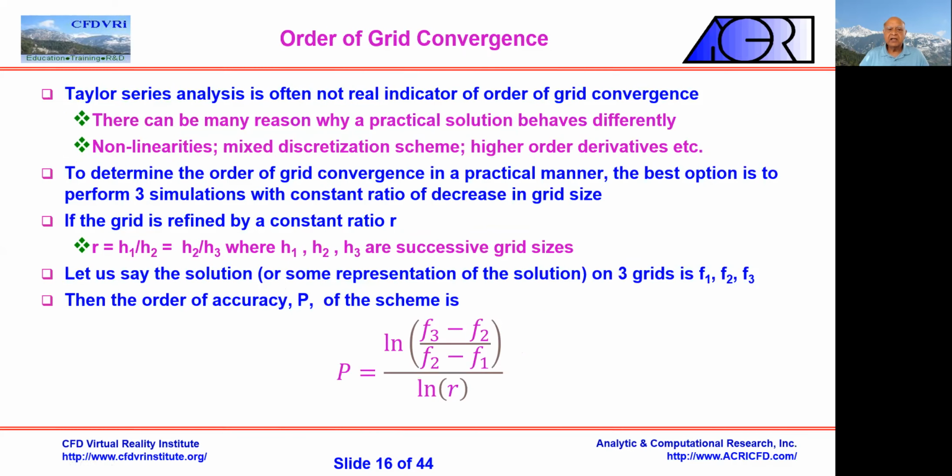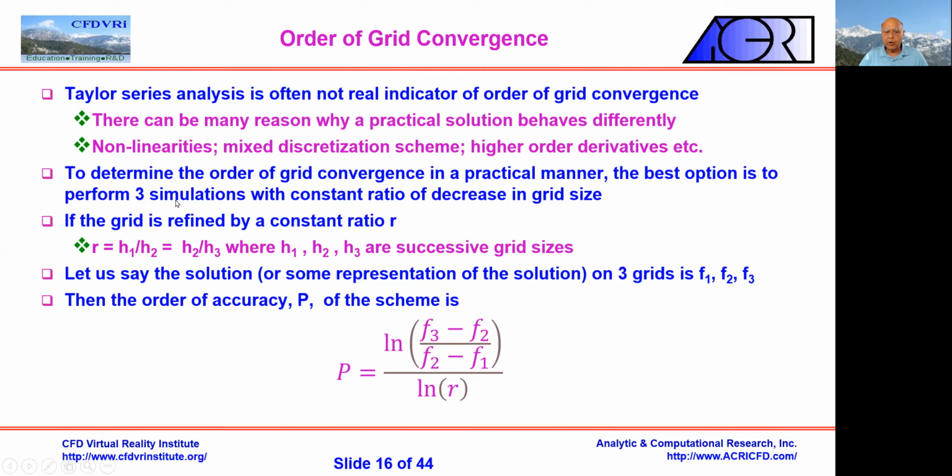So how do we do that? Before I do that, I would want to say that Taylor series analyses are often not a real indicator of order of grid convergence. You may say, oh, I'm using a first order scheme, I know it's first order. I'm using a second order scheme, second order. No, that's not so. For example, QUICK is supposedly a third order scheme. I can challenge you and guarantee you, you will not get the third order accuracy, except for those few problems for which it was developed and tested, right? Reasons could be non-linearities, they could be mixed discretization schemes using the convective and diffusive terms, they could be higher order derivatives, they could be all kinds of things, right?